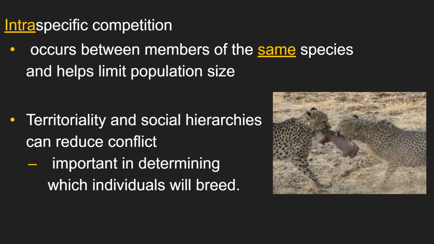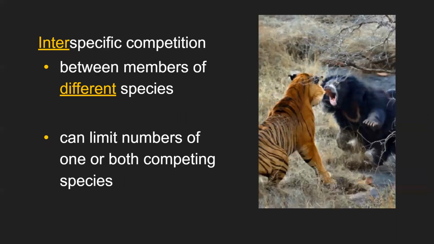Territoriality and social hierarchies can reduce the conflict between members of the same species, but it's also very important for determining which individuals are going to breed with one another, so that every single organism isn't breeding with every other organism. It streamlines that process and it limits that population because only certain members of that species are allowed to mate in that situation.